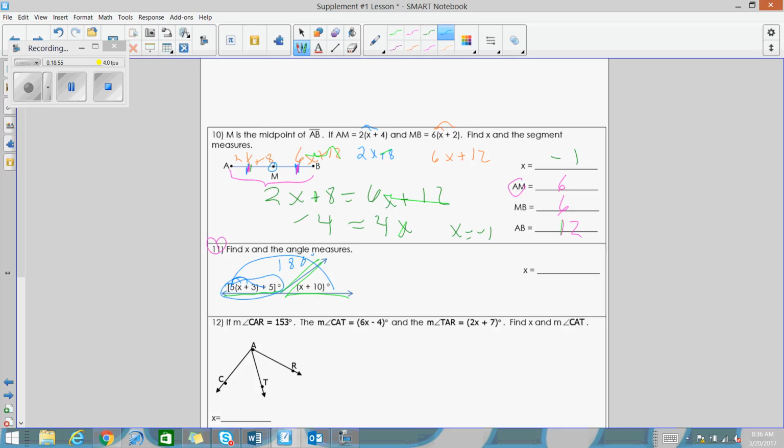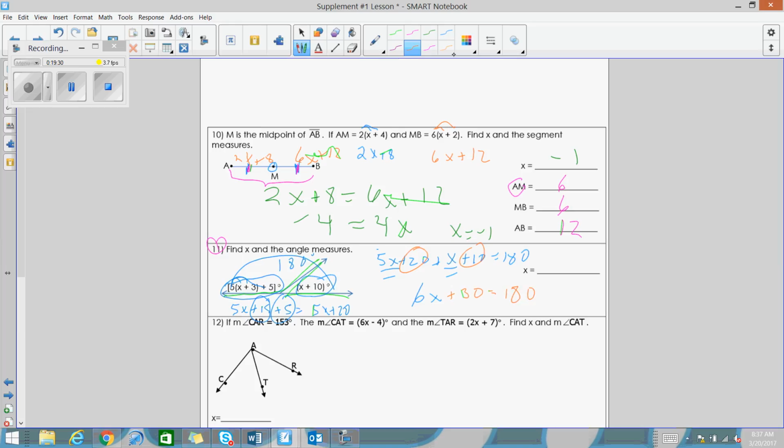All right, so you're going to get 5x plus 15 plus 5. And then to get this entire angle, we're going to combine like terms here. So you get 5x plus 20. So that's the left. So it's really 5x plus 20 plus x plus 10 equals 180. So you combine like terms. 5x and x is 6x. 20 and 10 is 30 equals 180.